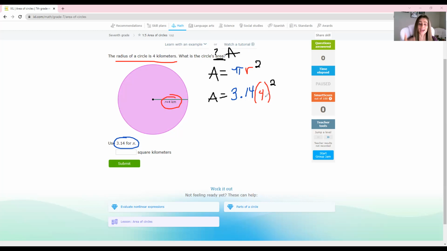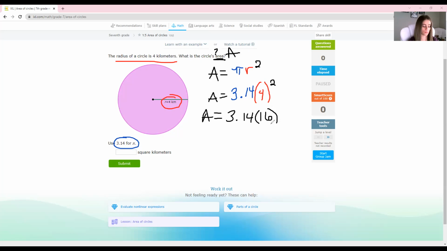Remember that when you have an exponent, it is that number, so your base, times itself that many times. To put it into perspective, in this case, it is 4 times itself twice. So 4 squared means 4 times 4. That is our first step. 4 times 4 would be 16. Our exponents are done. Now we can move down to multiplication.